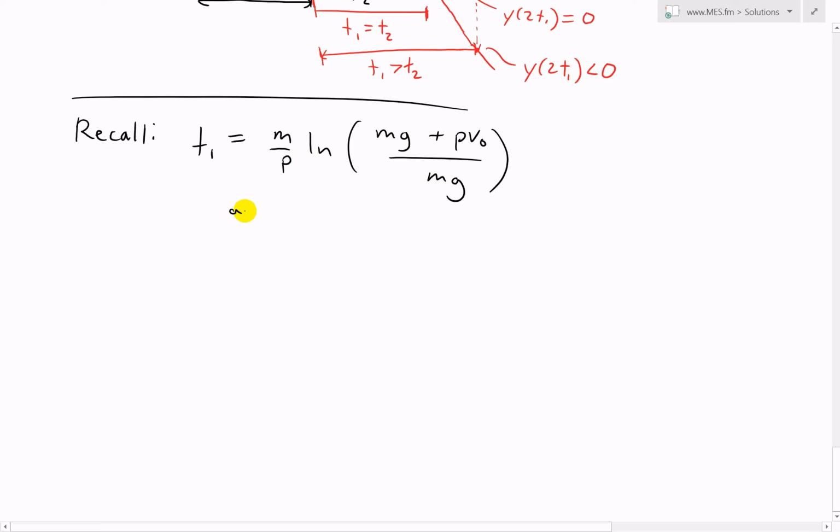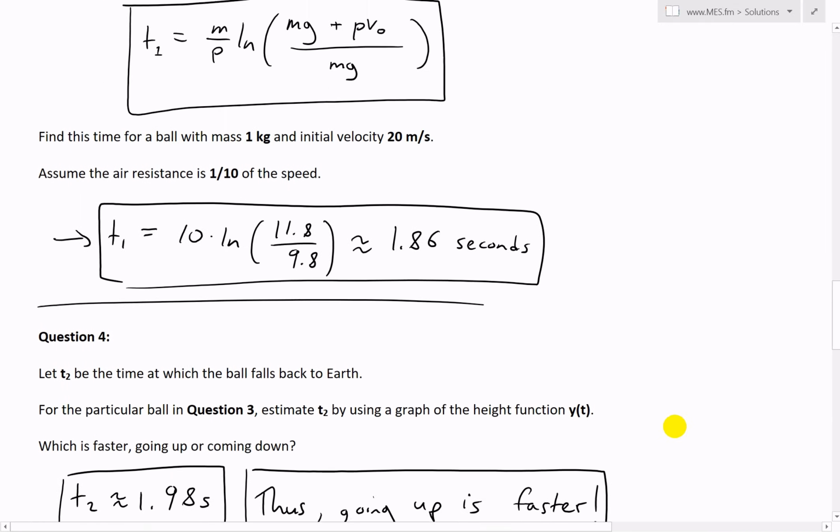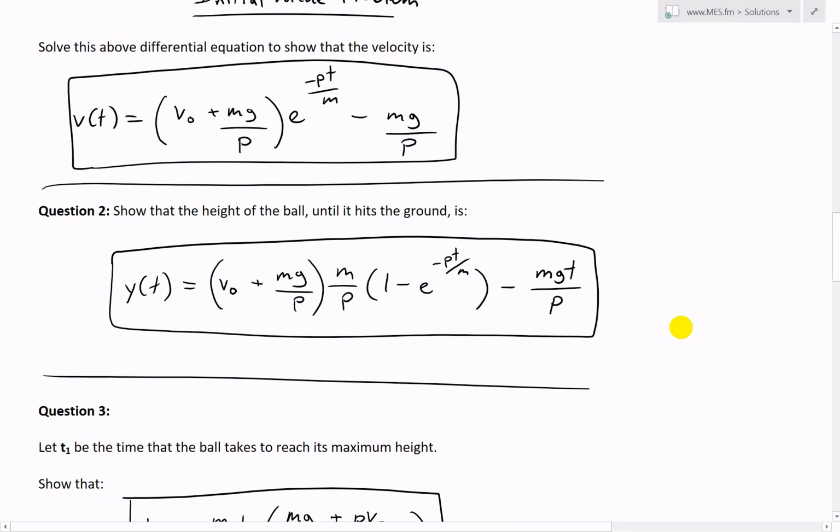And also recall the y function, y of t. Let's scroll above. I think that was from question 2.